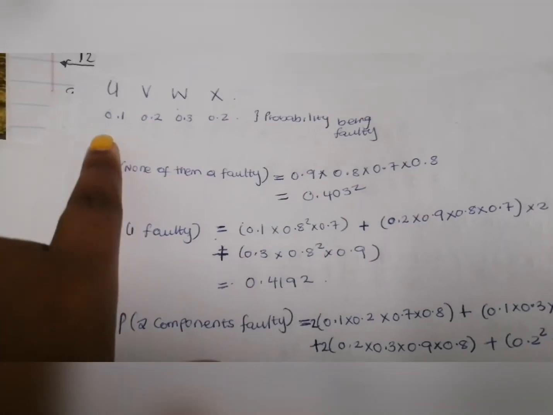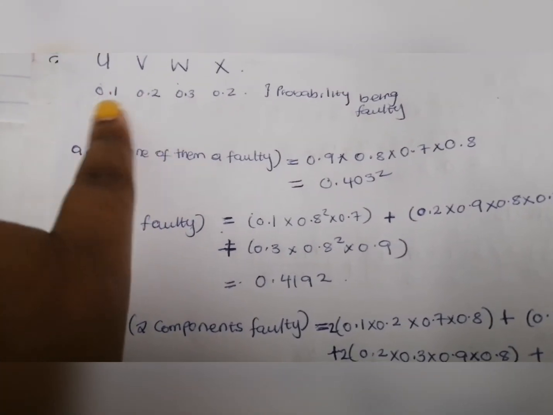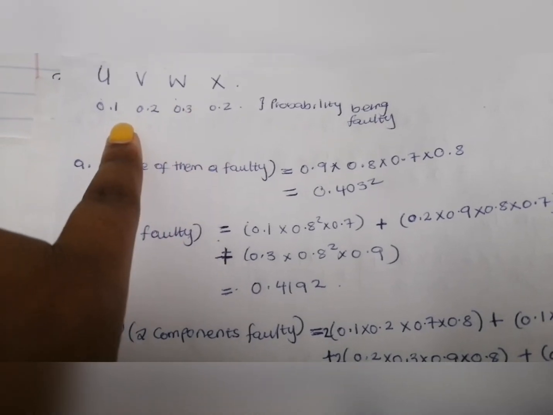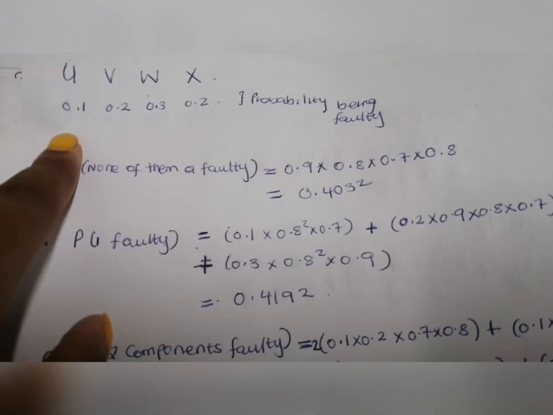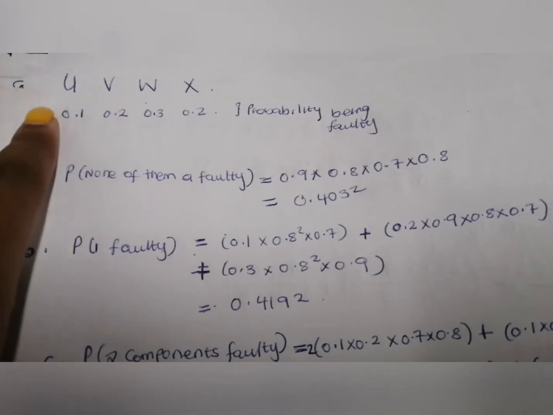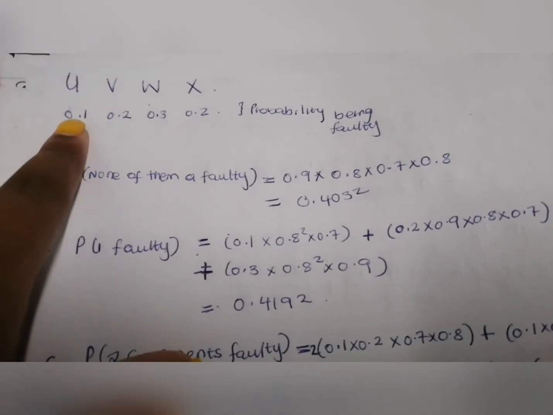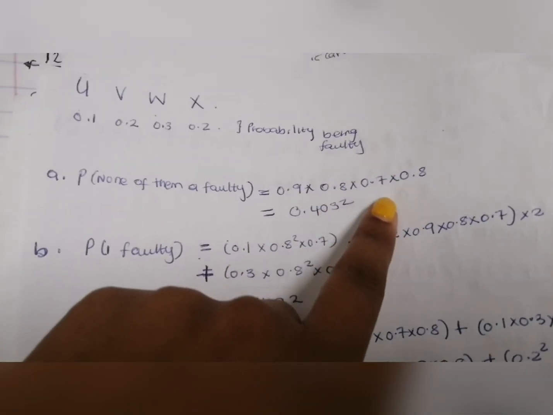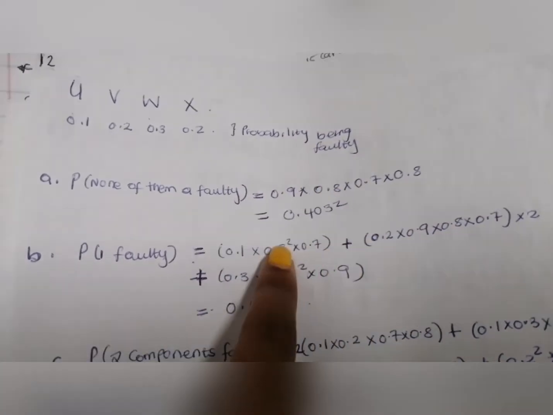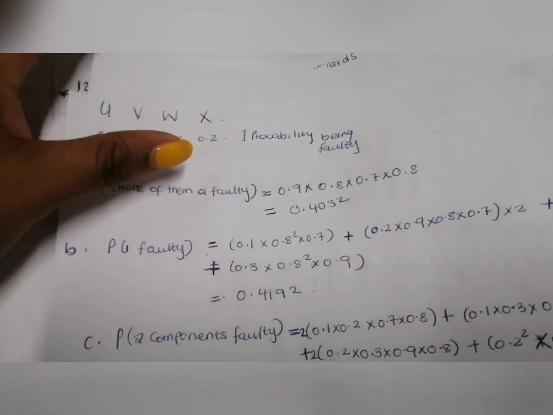So because these are the probabilities that the components are faulty, we know that to find the probabilities of them not being faulty, it's going to be 1 minus the probability of being faulty. So that's why you see a 0.9 here, a 0.8, 0.7 and a 0.8 like that. So this is our solution.